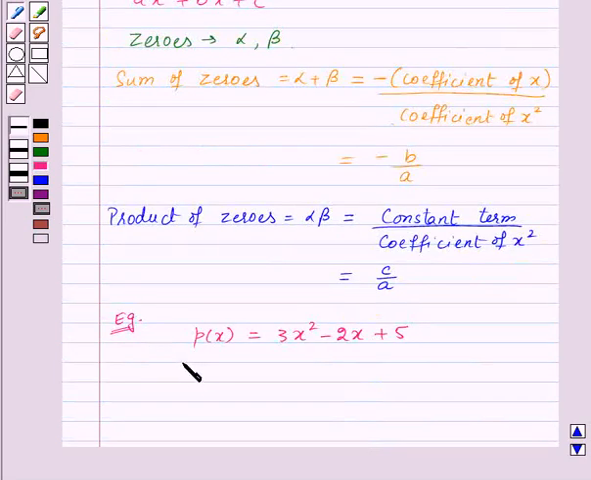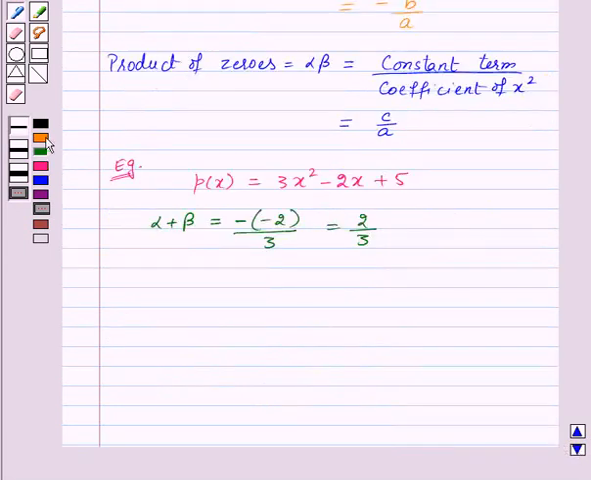Now let's take one example for this. Suppose we have a polynomial p of x equal to 3x square minus 2x plus 5. So sum of the zeros, that is alpha plus beta, will be equal to minus coefficient of x upon coefficient of x square, that is minus of minus 2 upon 3, which will be equal to 2 upon 3. And the product of the zeros, that is alpha into beta, will be equal to constant term upon coefficient of x square, that is 5 upon 3.